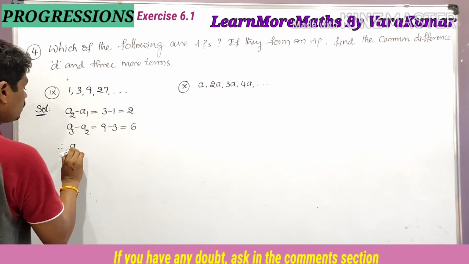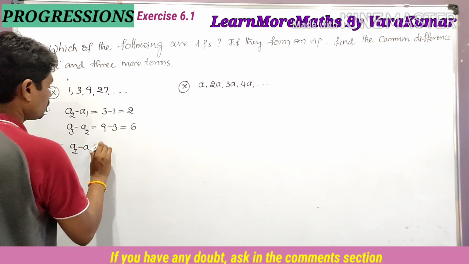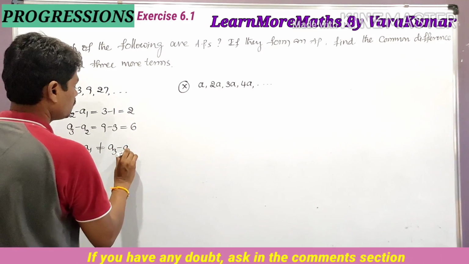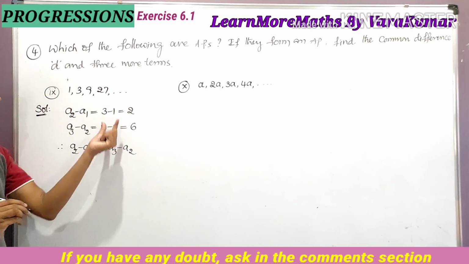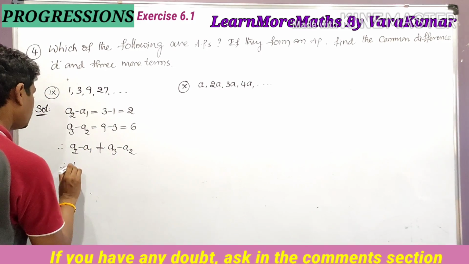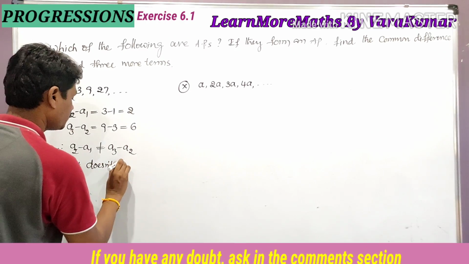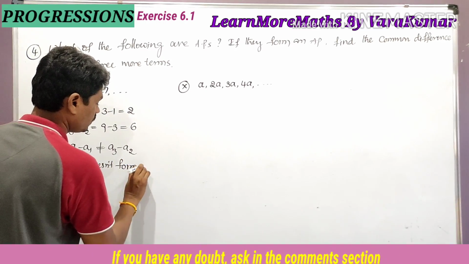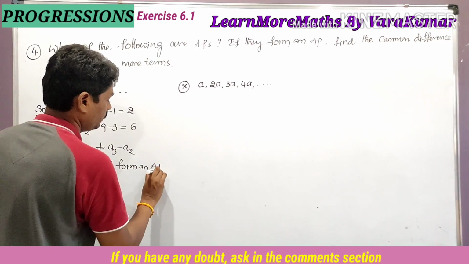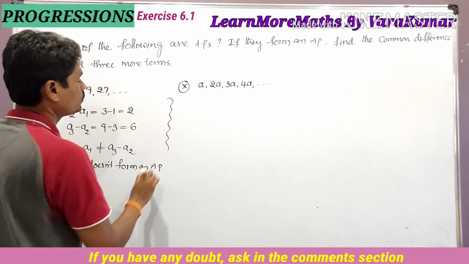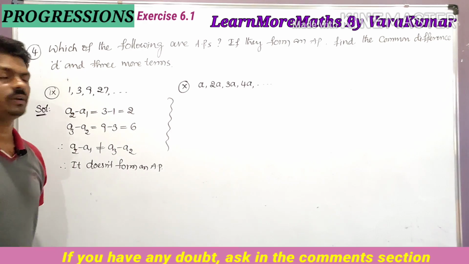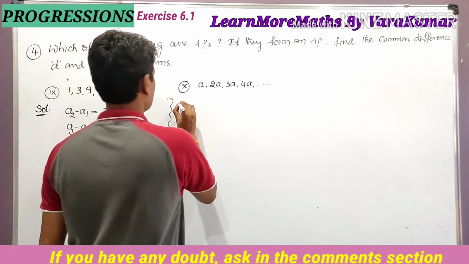Therefore here A2 minus A1 is not equal to A3 minus A2. So the common difference is not same. Therefore it doesn't form an AP. So if it forms, you have to find 3 more terms, but it doesn't form an AP. So next, 10th bit, student.